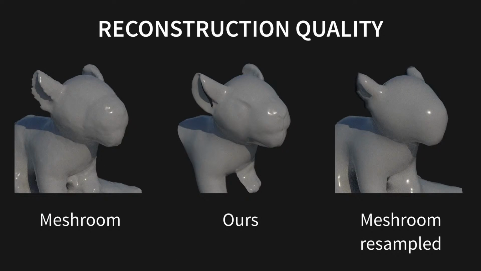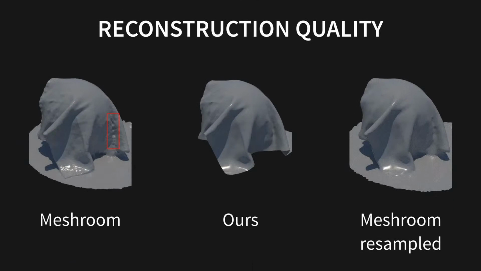I will now continue with examples of reconstruction quality. Our example is in the middle, and we once again compare to the output from Meshroom. The leftmost image is the raw output from photogrammetry. The rightmost image is a resampled version of the same. In this example, we can see that the automatic algorithm fails to capture much of the detail. It also has problems following the silhouette of the object correctly. In this example, we can see that the automatic algorithm has problems with the crease in the cloth, which is very noisy. In the resampled version, we can see that details are lost. We can also note that it's hard for the automatic algorithm to separate the table from the cloth in this example.